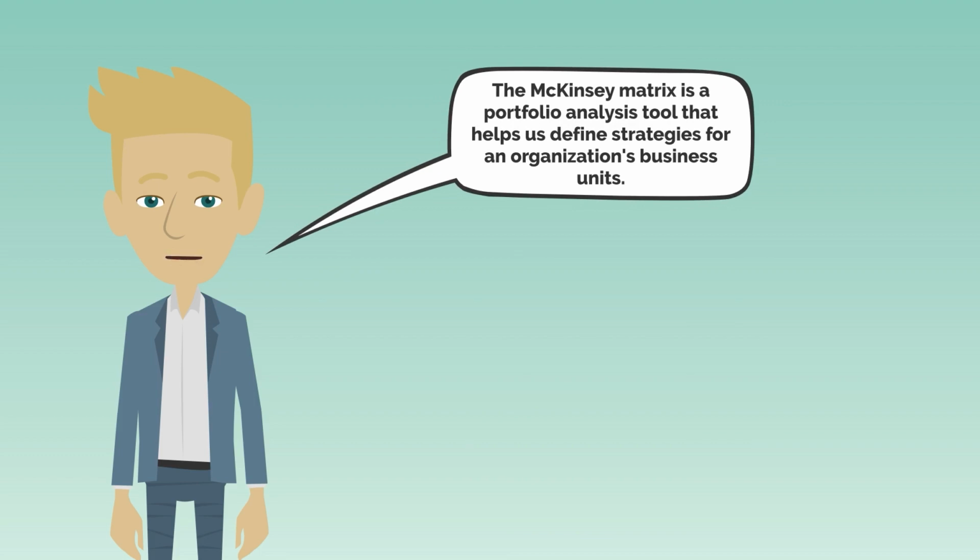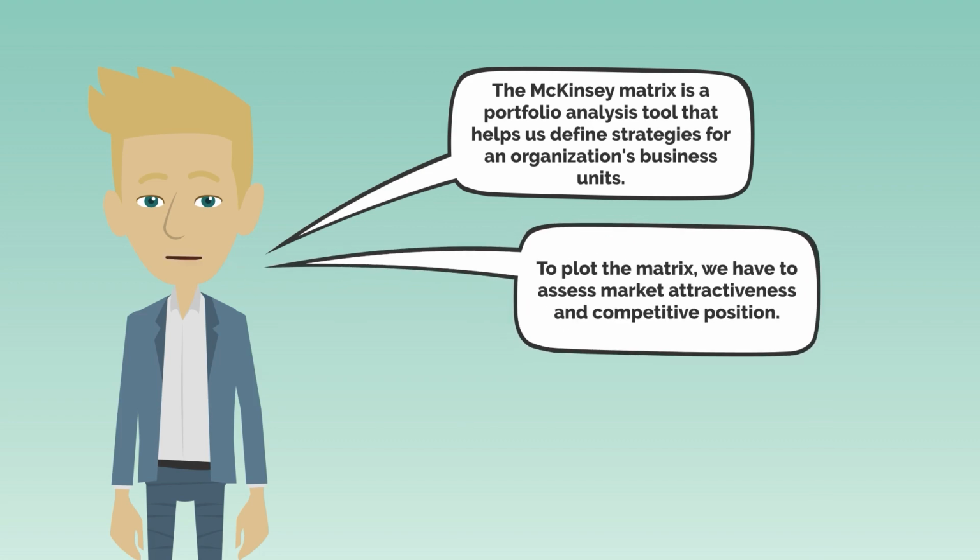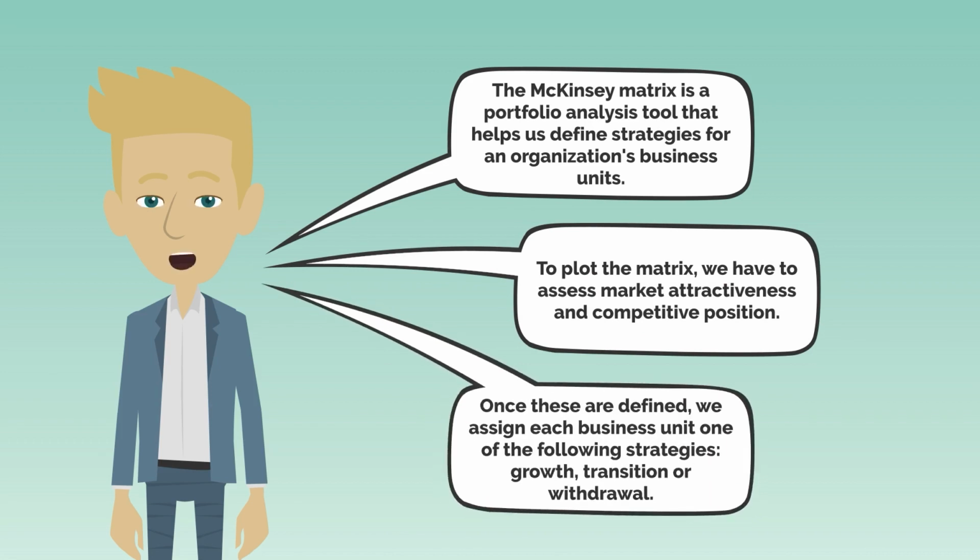In conclusion, from today's video we've learned that the McKinsey Matrix is a portfolio analysis tool that helps us define strategies for an organization's business units. To plot the matrix, we have to assess market attractiveness and competitive position. Once these are defined, we assign each business unit one of the following strategies: growth, transition, or withdrawal.